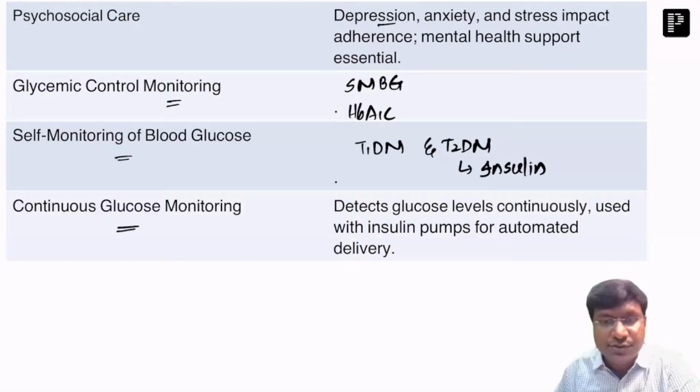Next is continuous glucose monitoring. Continuous glucose monitoring will detect glucose levels continuously. Now, in which scenario is continuous glucose monitoring done? It is done in those individuals who are using insulin pumps for automated delivery.